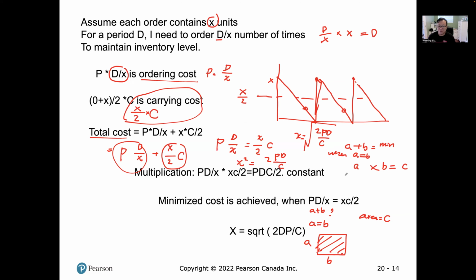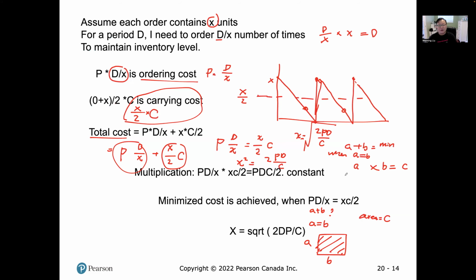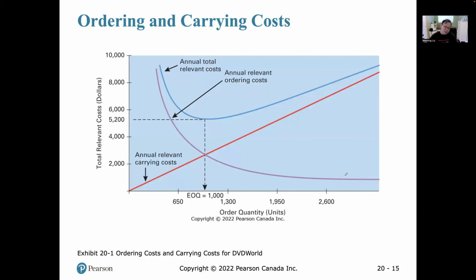So if you don't know this, that's fine. Just know this formula. If you don't know how I get this formula, that's fine. But it's better to know it. Because let's say you forget this formula, but you know how to get it, so you don't have to remember this formula. So in this case, this is the picture that's going to help us to see that.